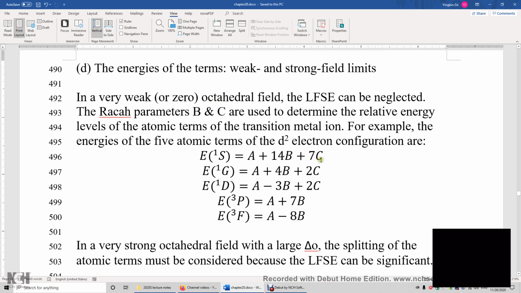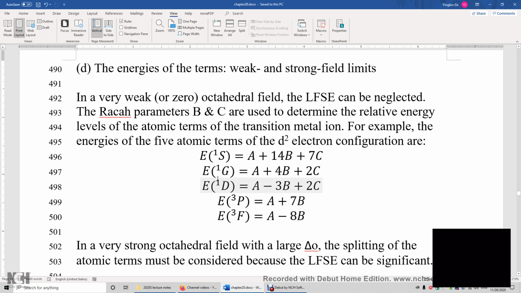Okay, again, if you just have a very weak octahedral field, let's say if the ligand is iodido, bromido, and then you can use these equations to estimate the energy difference between 3P and 3F. So this is the ground term, and then this is the excited state with the same spin multiplicity. And you can say, well, the electronic transition energy is roughly 15B. If you know the value of B, let's say B is 1000 wave numbers, and then the transition energy is 15,000 wave numbers.